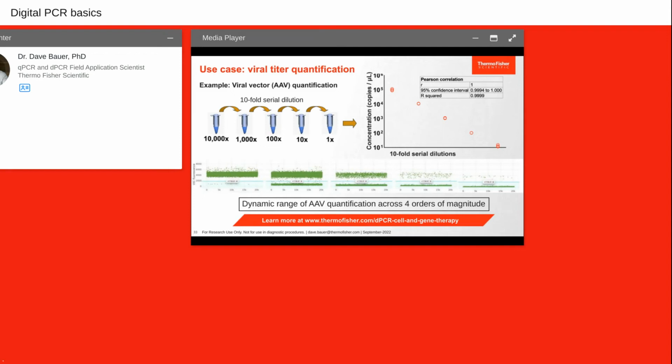And what's important here is that the plot in the upper right corner is showing that we have good linearity here. So these are just simple dilutions. We expect the concentrations to change accordingly, and that's indeed what we're seeing over these 4 orders of magnitude change in concentration. Digital PCR can be very effective at quantifying targets.